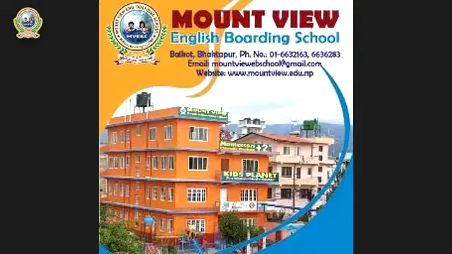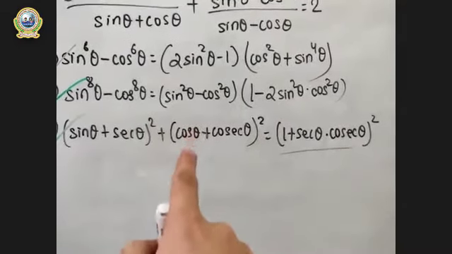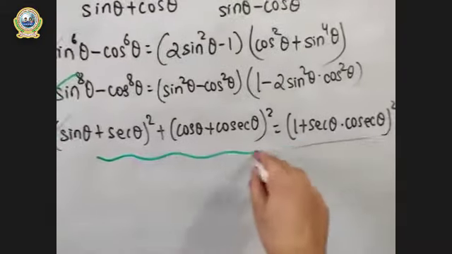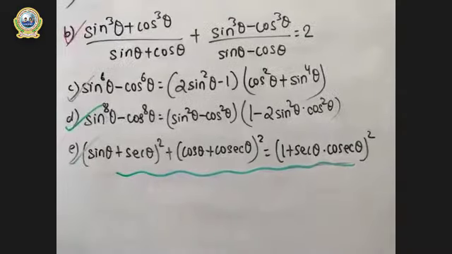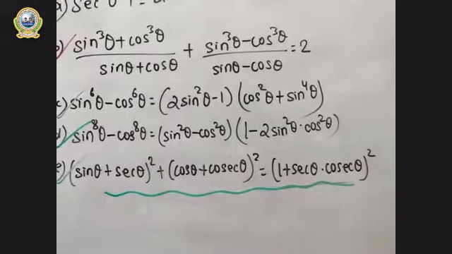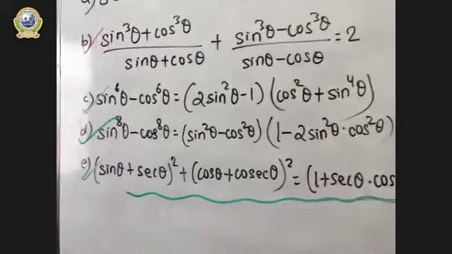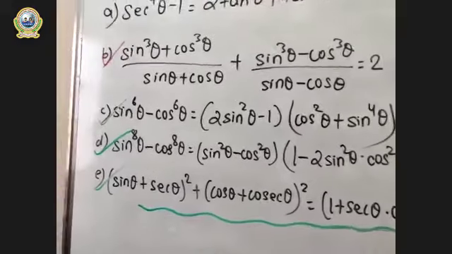Now let's go to the last question. Copy this one, copy E number. Last question, it says (sinθ plus secθ) whole square plus (cosθ plus cosecθ) whole square is equal to 1 plus secθ cosecθ. Are you getting it? Copy this one. Copy the last question. Are you clear? Have you copied the question? Copy it faster.